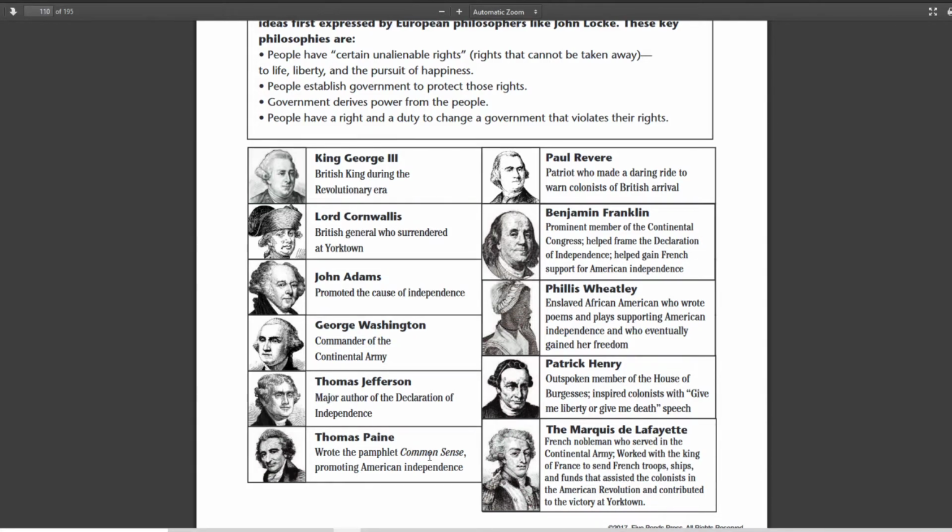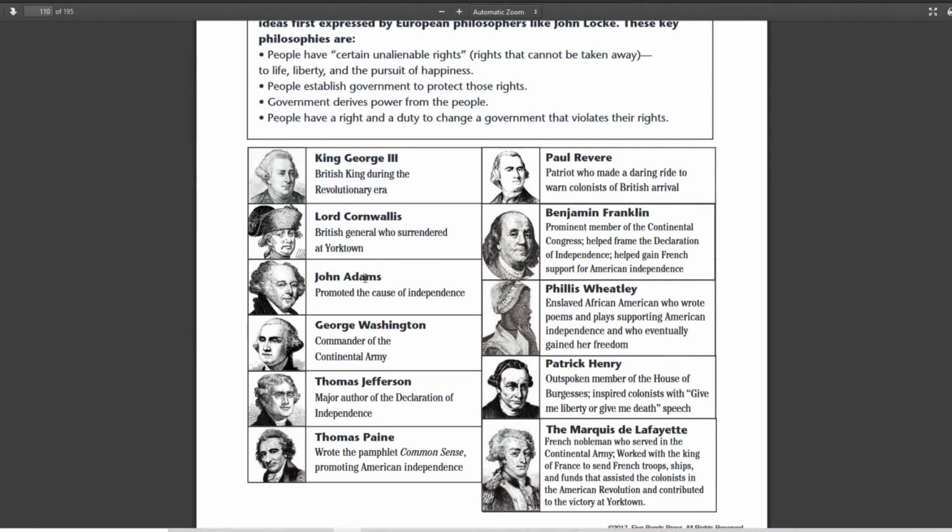Thomas Paine wrote Common Sense down here. It promoted American independence. He was very much in favor of the American independence cause. Then we've got Paul Revere. Remember, he made the daring ride to warn colonists. I think as British coming, actually it was probably regulars are coming or redcoats are coming, is what he would yell to people.